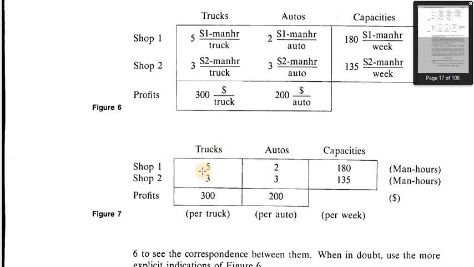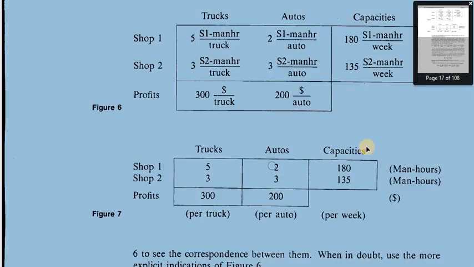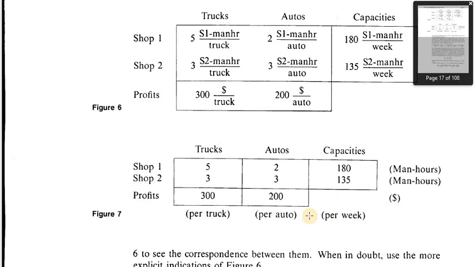If I want to get the units for this 5, I take the row margin divided by the column margin. So this 5 gives man hours per truck. This 2 is man hours per auto, and this is going to be man hours per week. If I want the units of this 300, I take dollars divided by per truck. Okay, dollars per truck, dollars per auto, dollars per week. So having these margins here shows me immediately how to get the units. I take the row label divided by the column label.